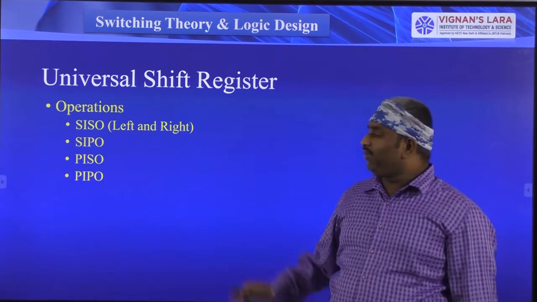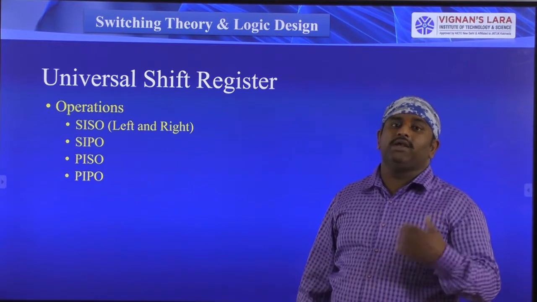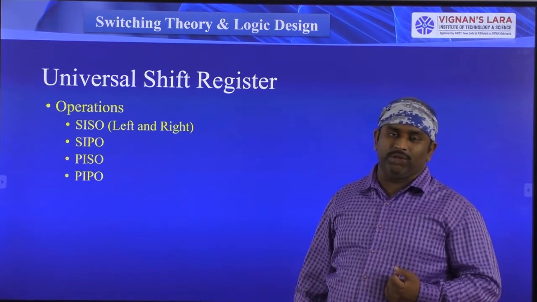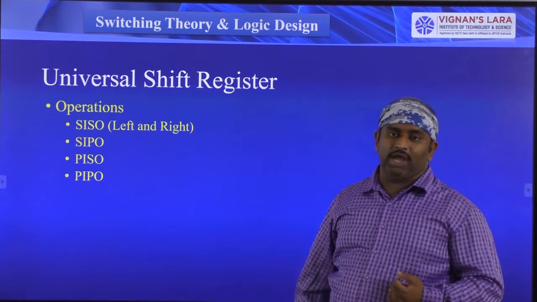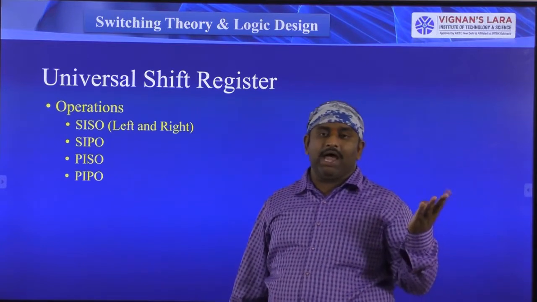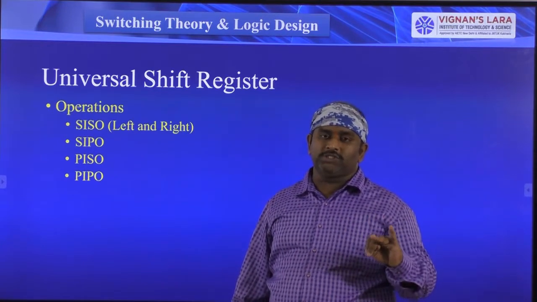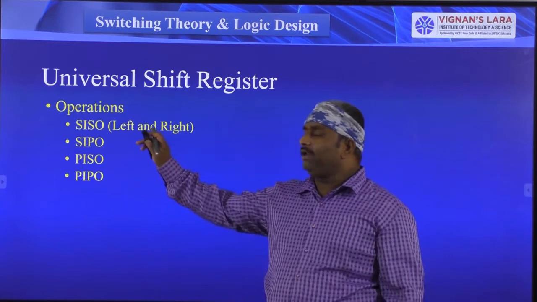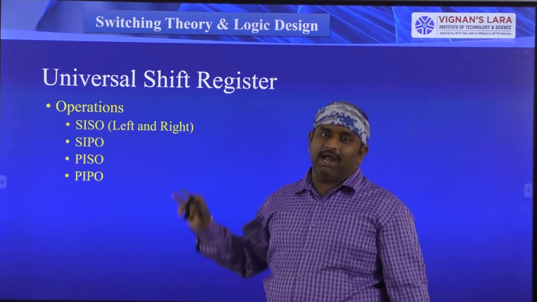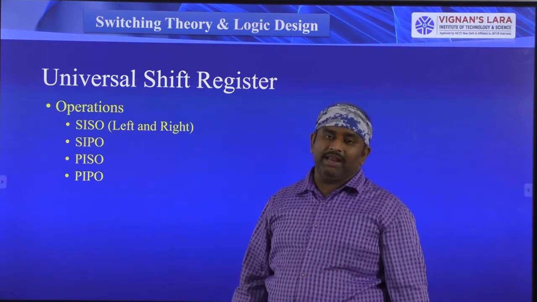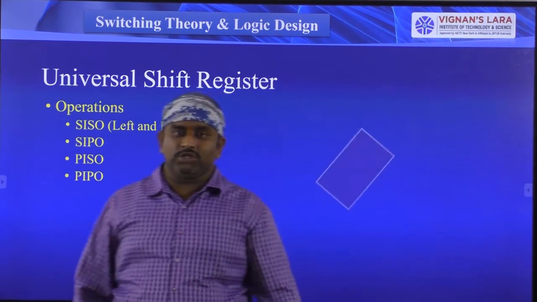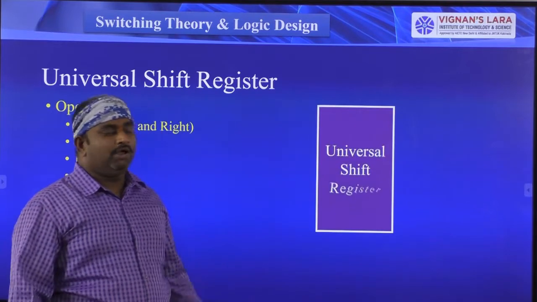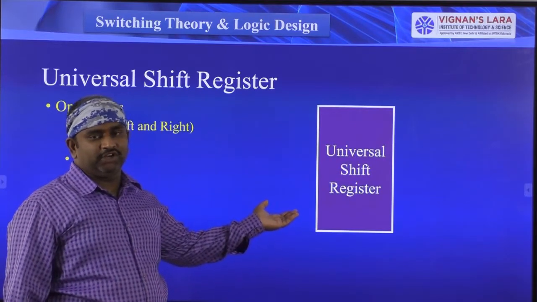Okay, right. For doing these 4 operations, what input and output terminals do we require for the universal shift register? Here we need serial inputs and serial outputs, parallel inputs and parallel outputs, and we need left serial in data and right serial in data. Like that, we need some input and output terminals. Let us see those input and output terminals for the universal shift register.